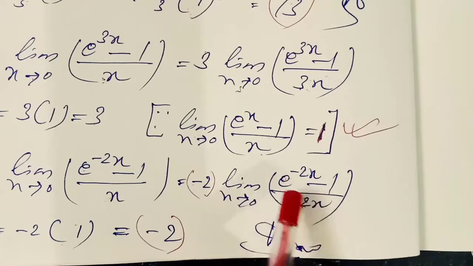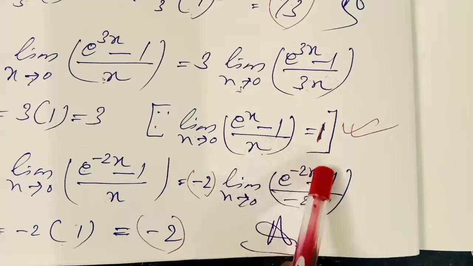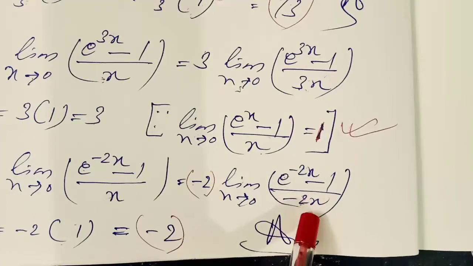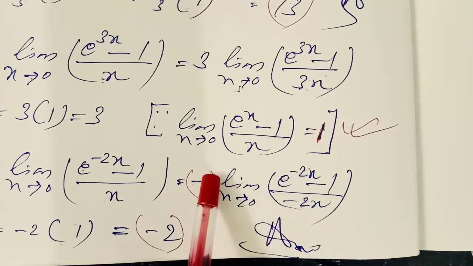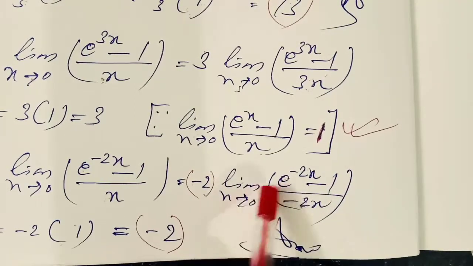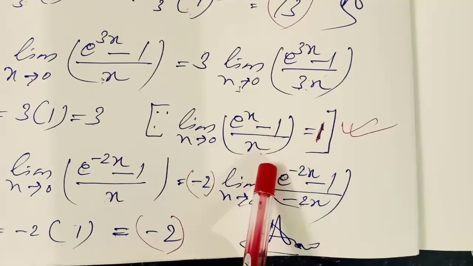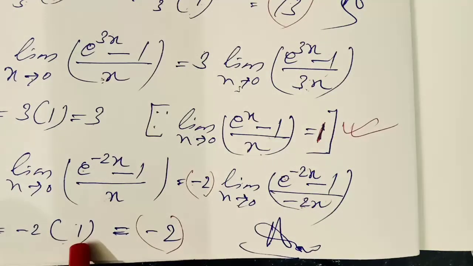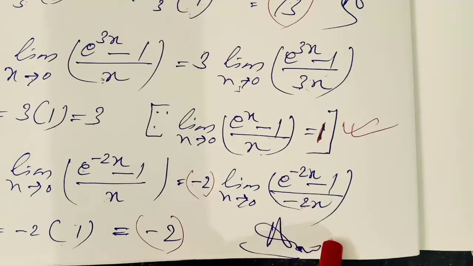Why am I writing this? Because e to the power minus 2x is given, so anyway I have to write minus 2x. I have to multiply by minus 2 in the denominator, and on the whole I have to multiply by minus 2. Now what will this answer be? As per the formula, (e to the power x minus 1) by x, the answer is 1. Therefore this will be 1. Minus 2 into 1 is how much? Minus 2. Okay, I hope you are able to understand.